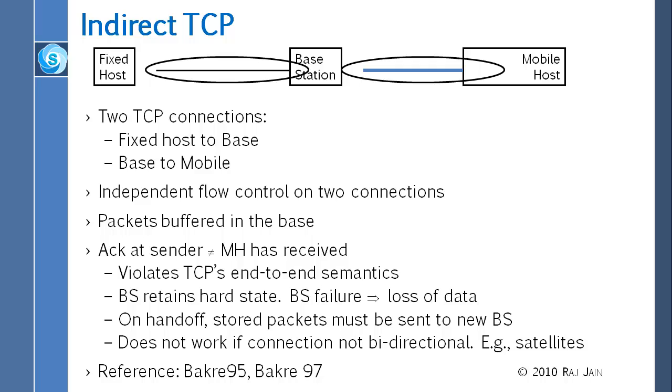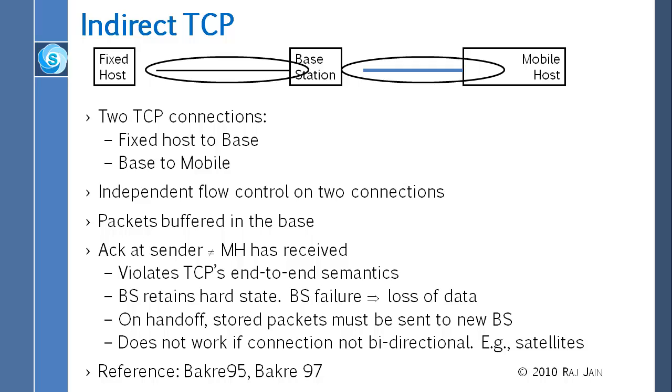And when the sender gets the acknowledgement, they assume that the mobile host has received it, but actually that has not. The base station has received it. And so it violates TCP's semantics, and there is a state in the base station which is important. If the base station crashes, all those packets that have been acknowledged will not make it. Right? Nobody will know that 1,500 packets have been lost with the base station.